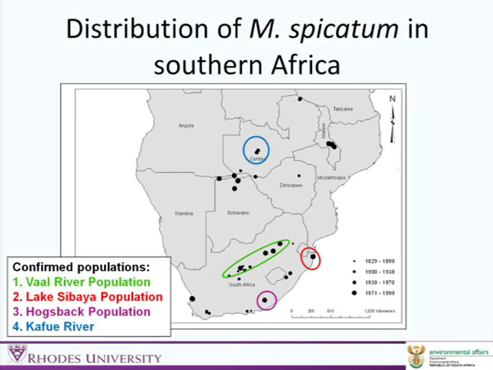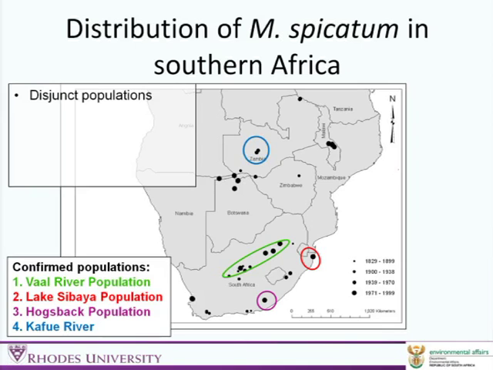So what the distribution's telling us is that we've got fairly disjunct populations that seem to jump major distances between catchments. And this plant is bound completely by water. If it's removed from the water, it desiccates and dies.